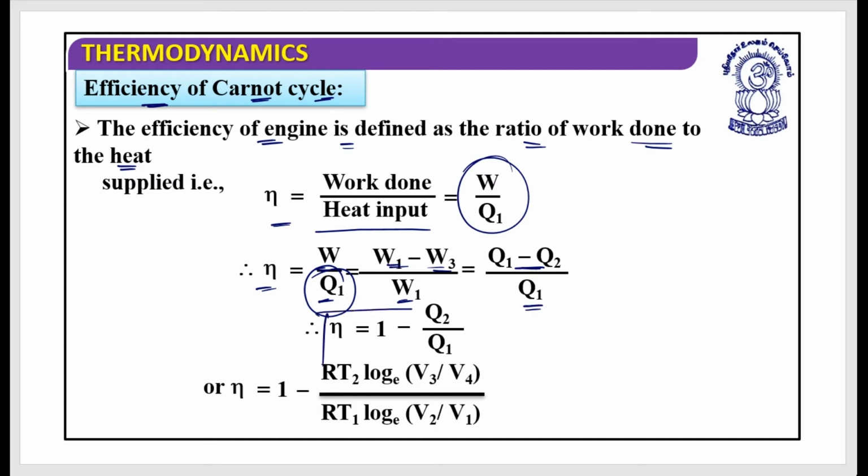So efficiency would be equal to 1 minus Q2 by Q1, and as we have derived, this efficiency would be equal to 1 minus RT2 log V3 by V4 to the base e divided by RT1 log V2 by V1 to the base e. So as we understand, this is the relation. Let's keep this noted, and we are going to set up a relation between this V3 by V4 and V2 by V1. Let's have a look.